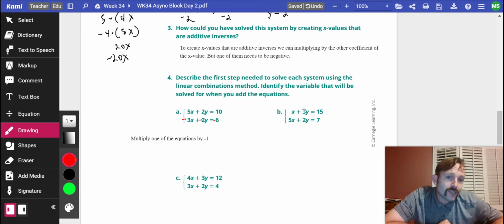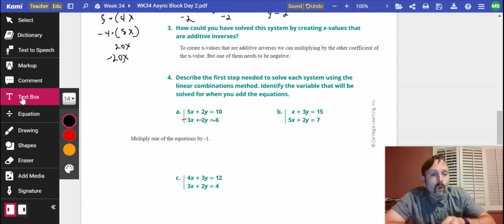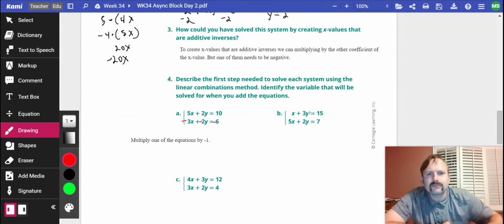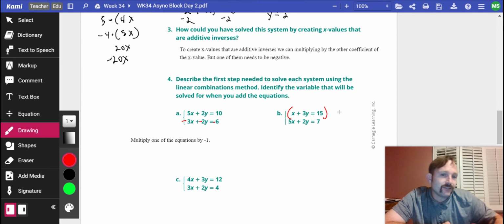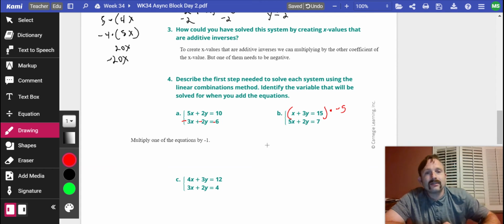All right. 3 times what equals 2y? Nothing. 2 times what equals 3y? Nothing. 5 times what equals x? Nothing. 1 times what equals 5x? Wait a second here. For this one, I would multiply 1x by what to equal 5x? 5. But I would multiply to get the additive inverse. I wouldn't multiply by 5. I'd be multiplying by -5 to both sides. So go ahead and write that down right here.